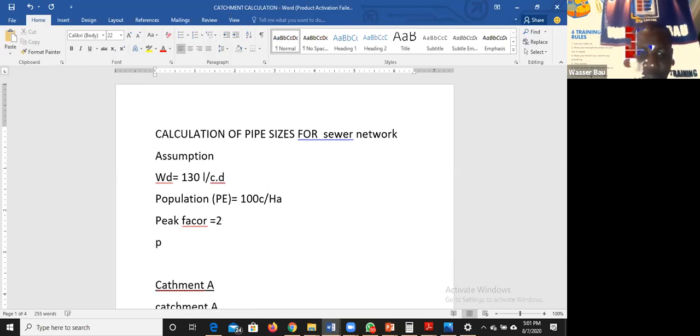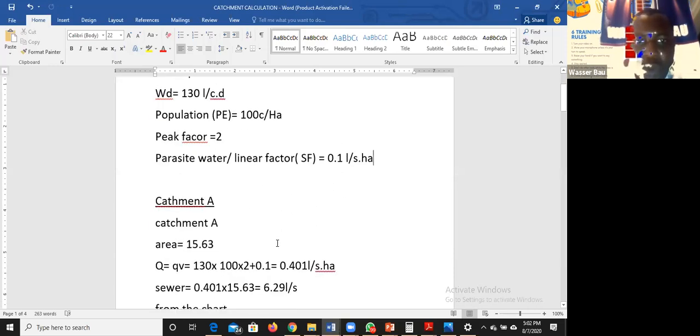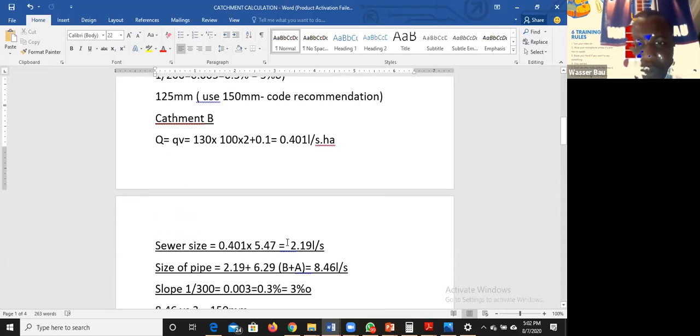Then we say parasite water. Parasite water on stroke linear factor. In bracket, I put SF, safety factor of 0.1 to take care of leakages and infiltration water, liters per second per hectare. Everything is in hectare, remember, because you don't know the number of persons. But you can use the area calculation to augment every other thing. So that is that. So that is how to design your sewer network. Okay.